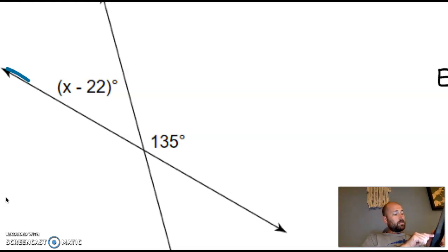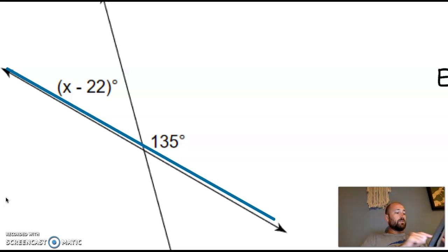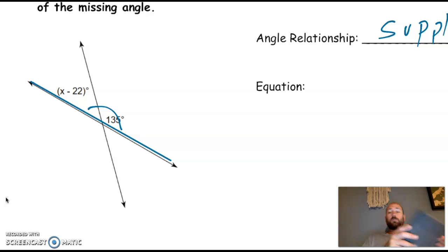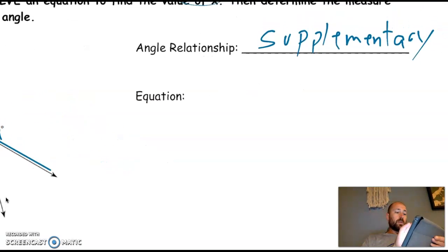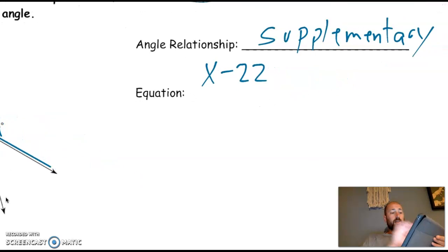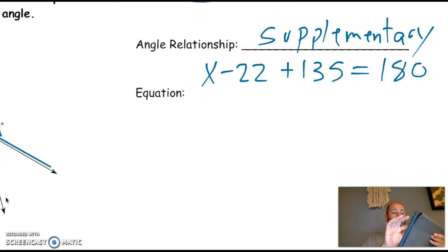And 2, look, they're on the same side of this line right there. So that is going to be supplementary, add up to 180. So here's our equation. Supplementary, add up to 180. X minus 22 is the first angle, plus 135 equals 180.